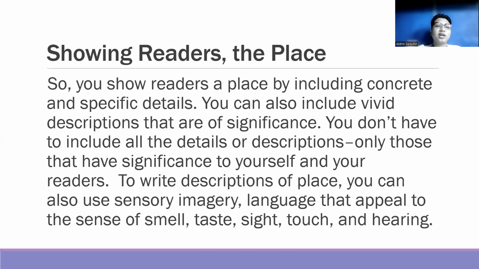Okay, so when showing the readers your setting, you don't have to include all the details or description. You don't have to mention even the smallest particles on that specific setting. You just need to include details that have significance to yourself and to your reader. So, whenever you are writing descriptions of a certain place, you could also use sensory imagery that will somehow trigger or appeal to the senses of our readers.